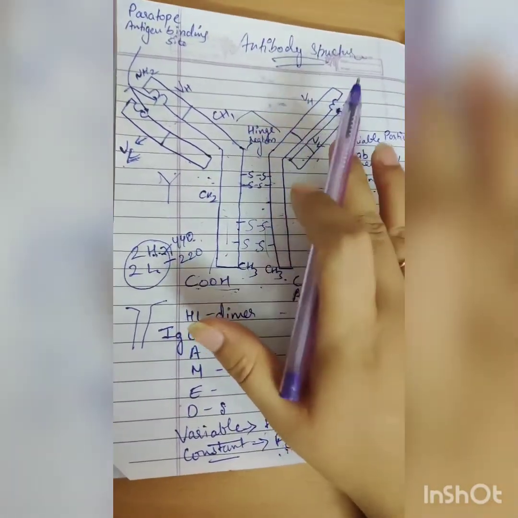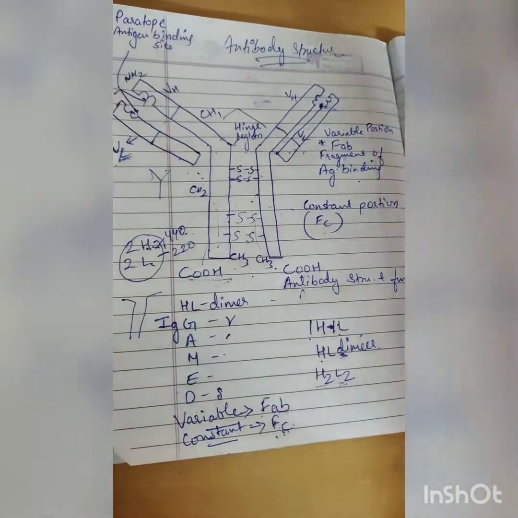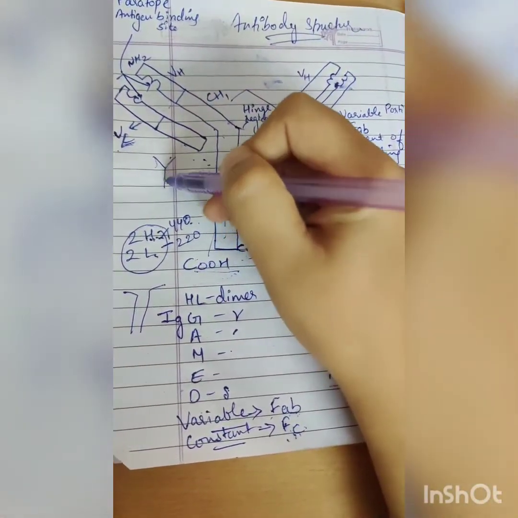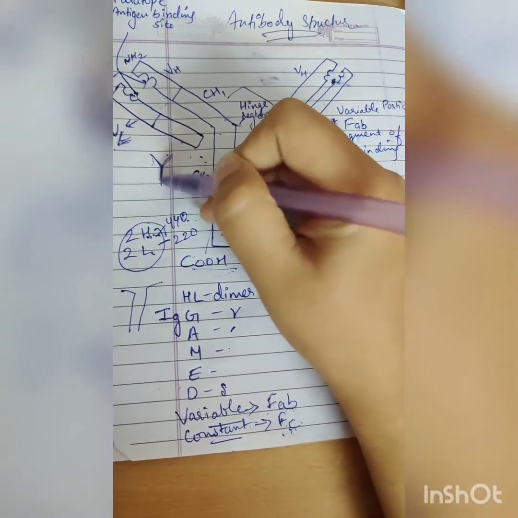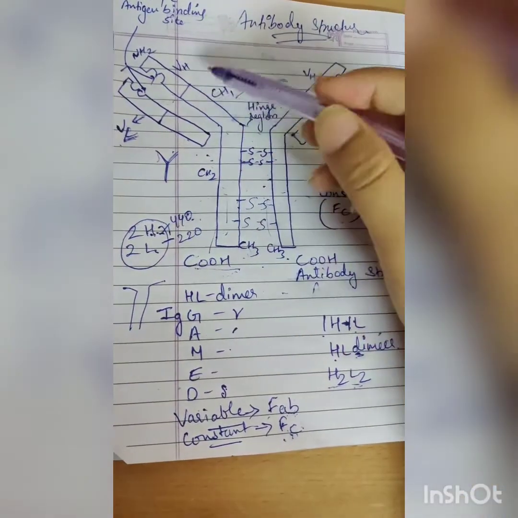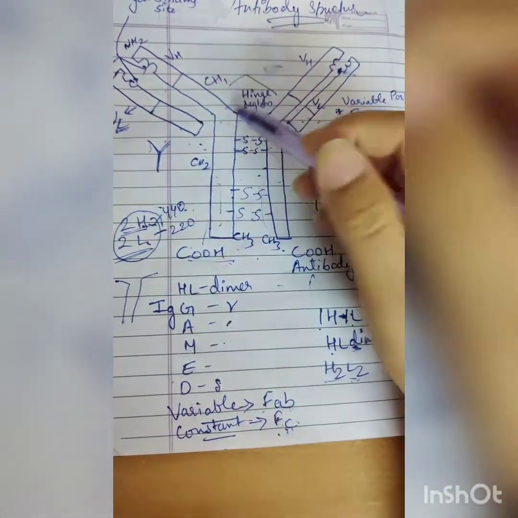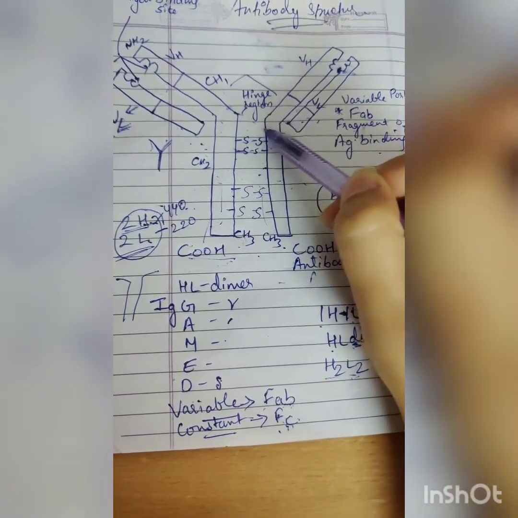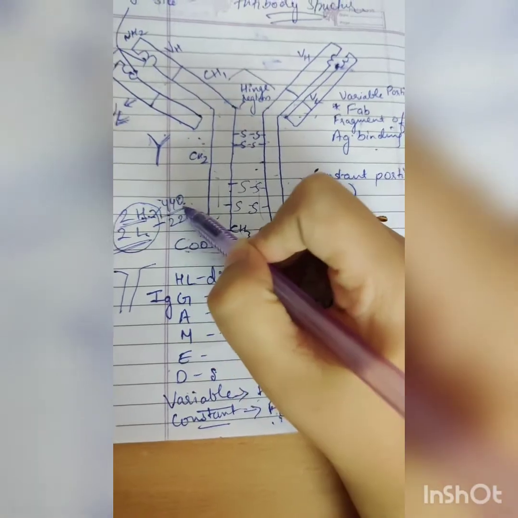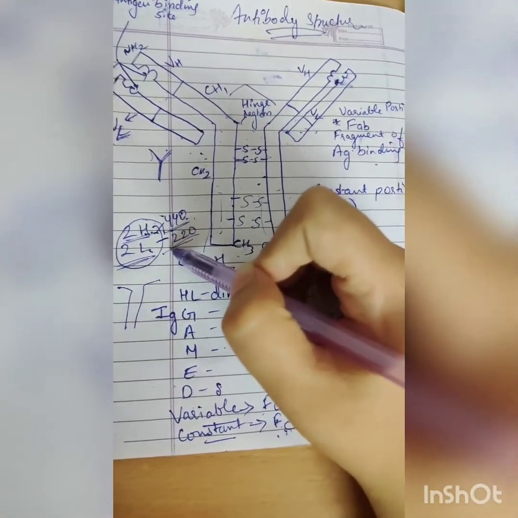I'll explain in detail antibody structure, or immunoglobulin structure. Antibody structure just looks like the English alphabet letter Y. It is made up of 4 structural units. From them, 2 are heavy chains and 2 are light chains. These both are heavy chains and these both are light chains. Heavy chain is made up of 440 amino acids and light chains are made up of 220 amino acids.